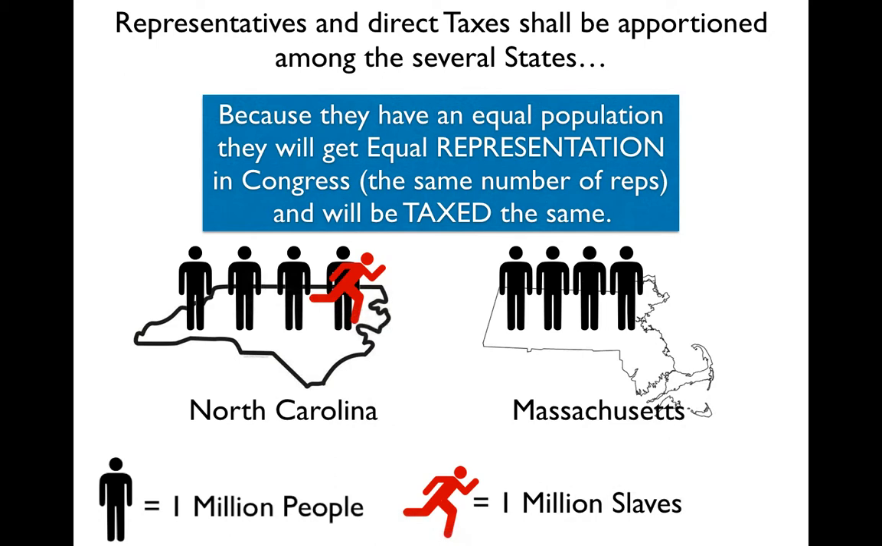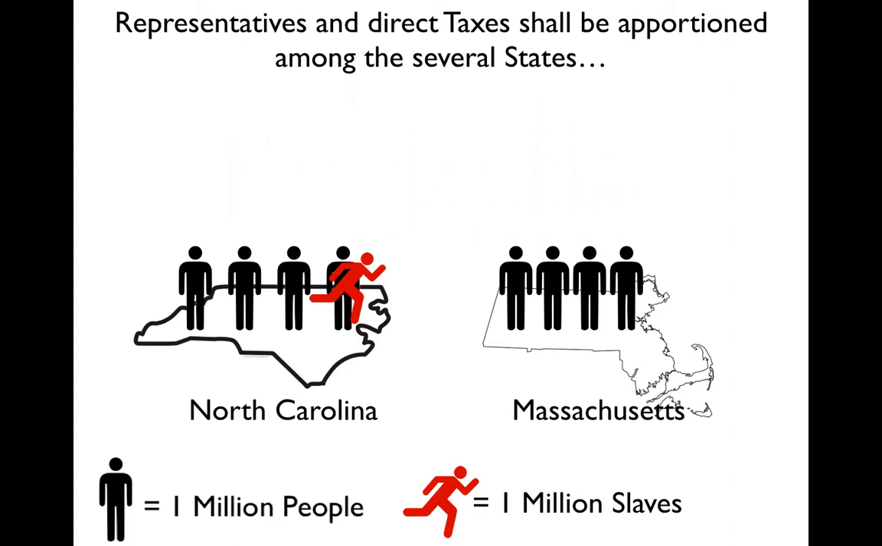So what do we do about that? This isn't a voting population. They don't have rights in North Carolina. So North Carolina would want to count them for the purposes of representation, but maybe not for taxation. But they still want reps in Congress because that gives them power. Massachusetts is like, no, not just because they care about the slave population in North Carolina, but that would give North Carolina more power than Massachusetts when actually they have less free people than Massachusetts.